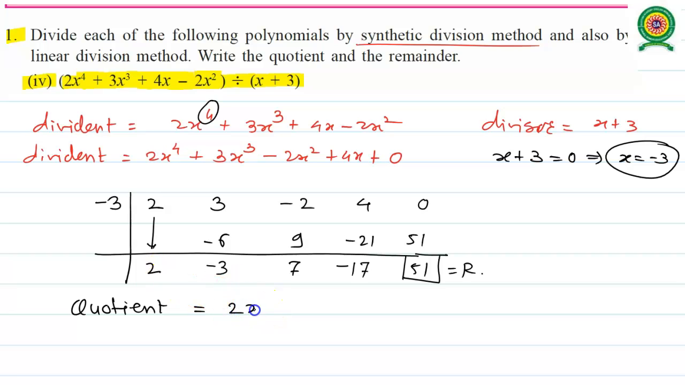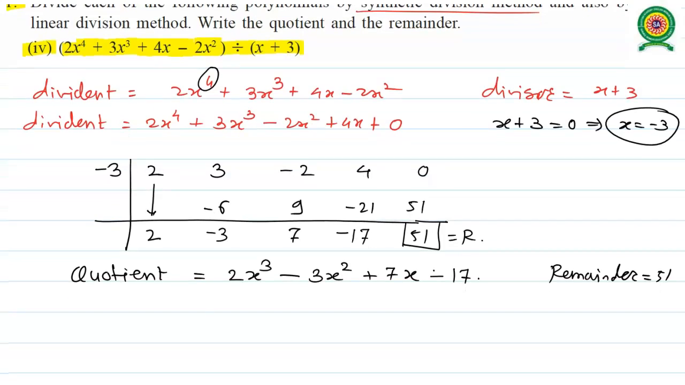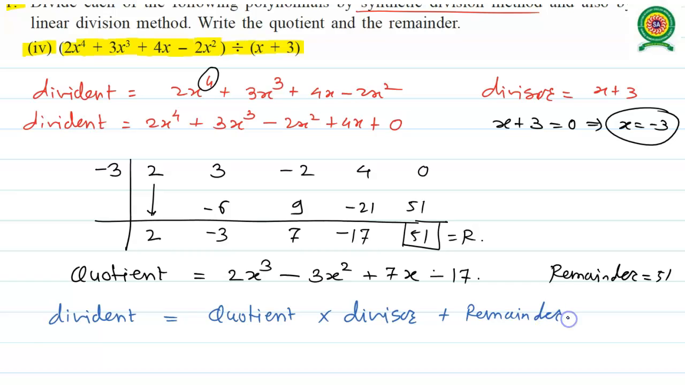Likewise, 2 is the coefficient of x cube, then minus 3 times x square plus 7 times x and minus 17, and the remainder we have is 51. So as per Euler's formulation we can write dividend equals quotient into divisor plus remainder.